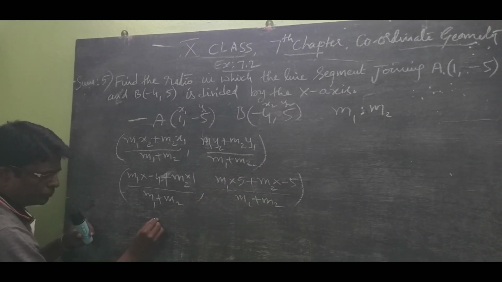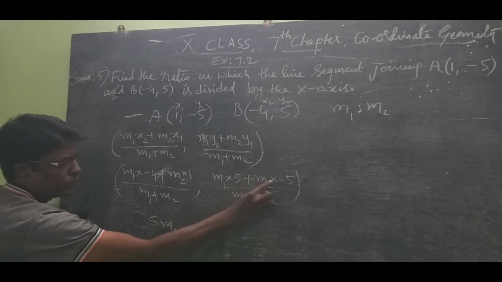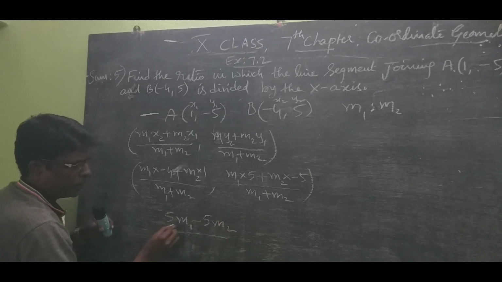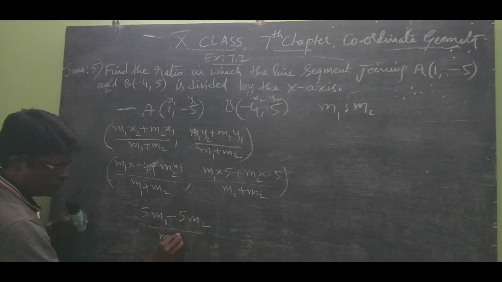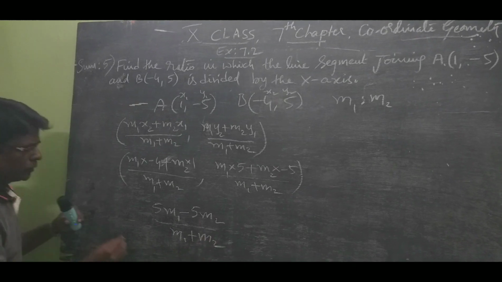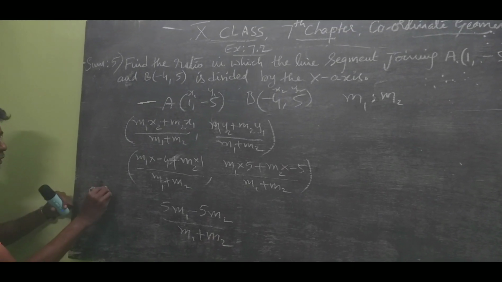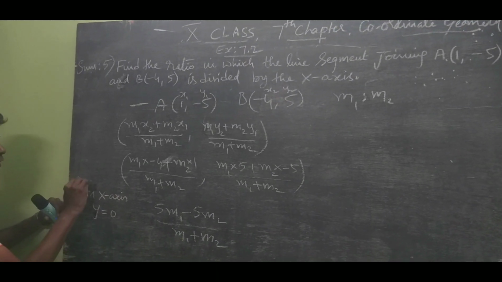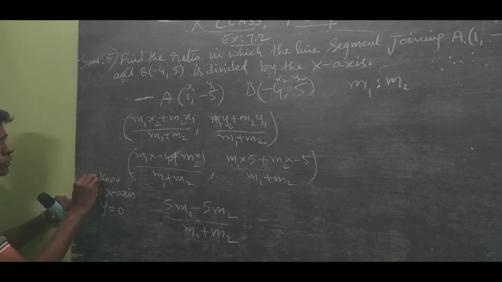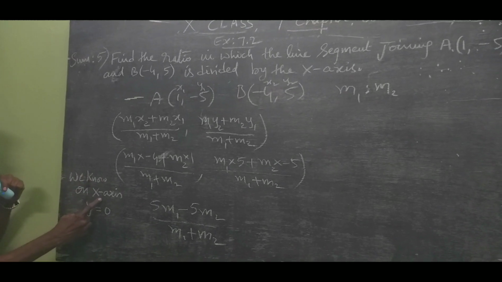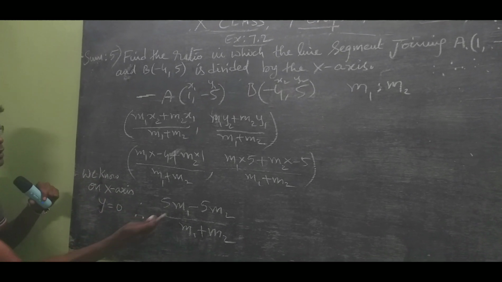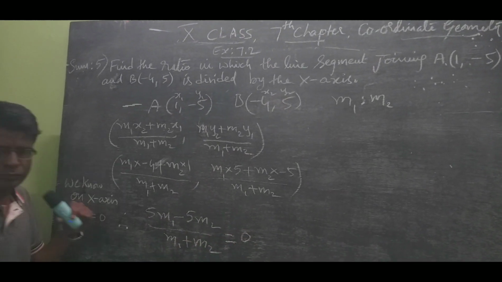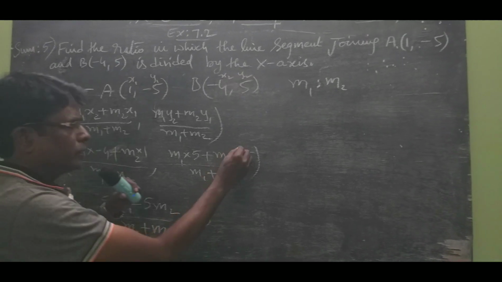So this y equals 0: (5 m1 minus 5 m2) by m1 plus m2. Here you can write: we know on the x-axis, y equals 0. Therefore, the y coordinate we are equating to 0. Understand? Now we have to simplify this.